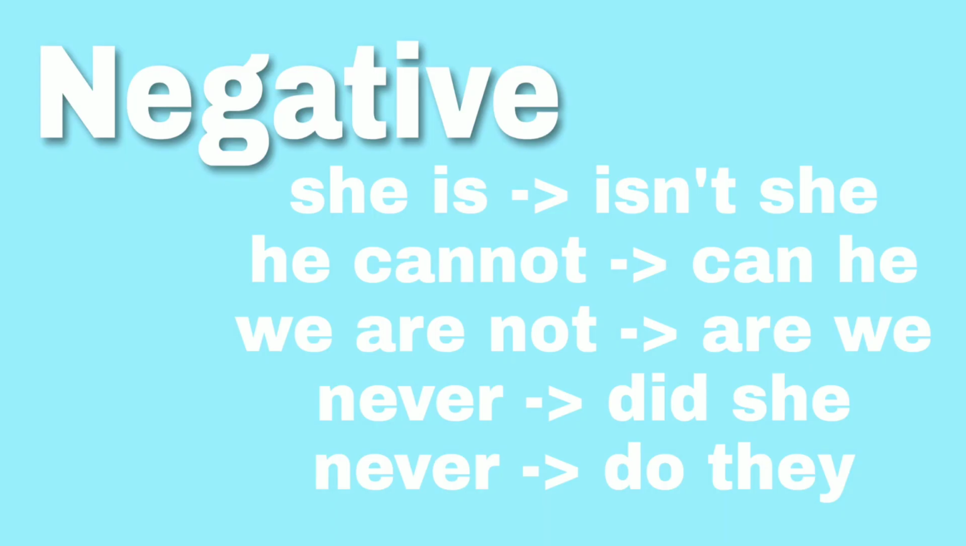When adding question tags to sentences, the sentence will become positive or negative. These question tags at the end are identified in negative sentences. For example, she is having fun, isn't she? He cannot jump rope, can he? We are not playing that game, are we? She never did have fun, did she? They never do play games, do they?